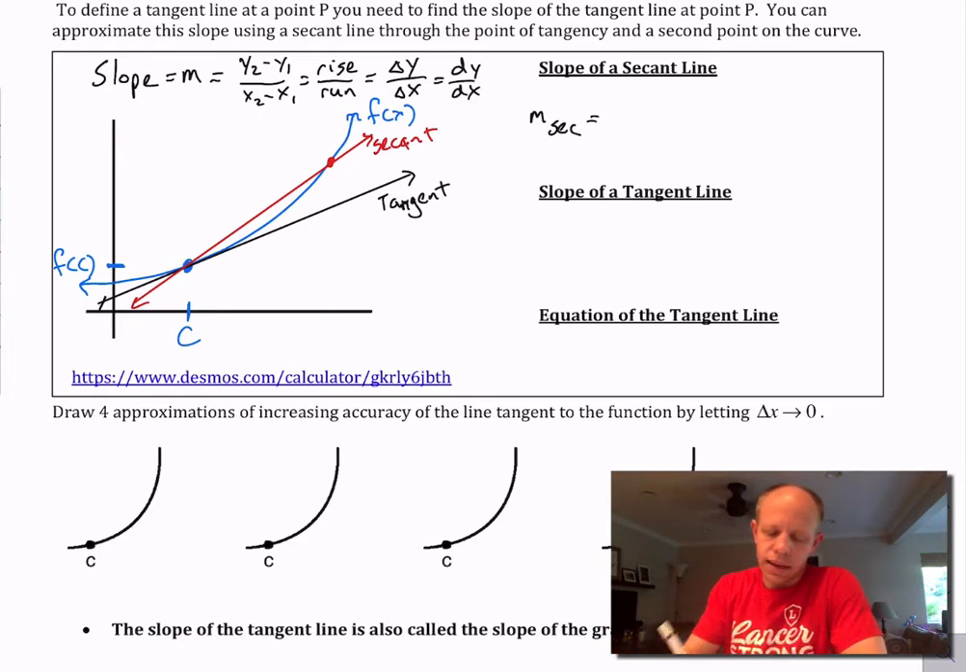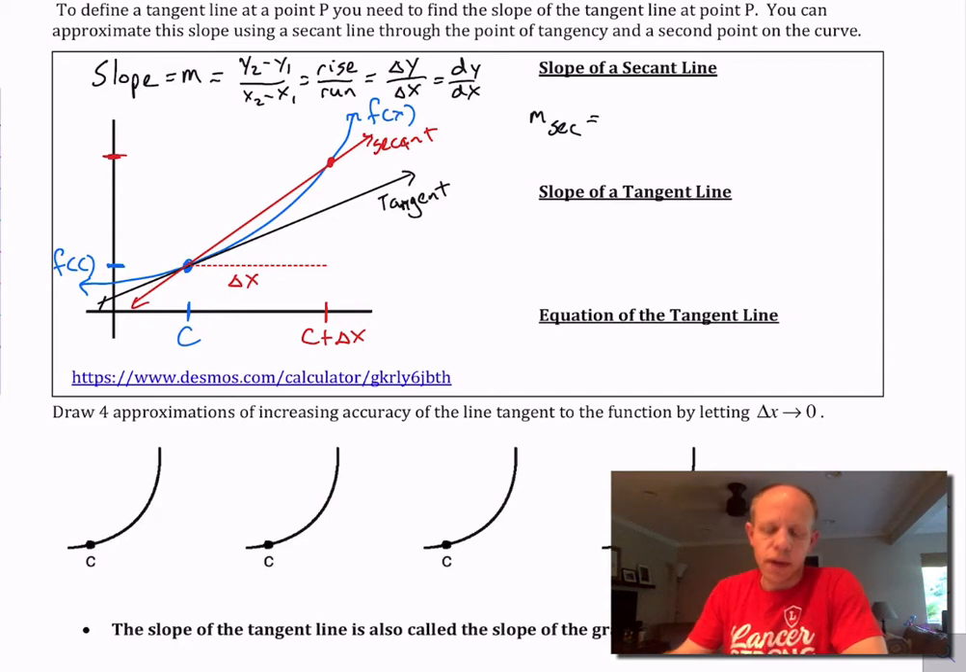Now for our secant line over here, we have another point, and it gives us another y value. And what we do is we move a certain amount away in that horizontal direction, and we call that amount delta x, or the change in x. So my x value over here at the secant line is going to be c plus delta x, because we're delta x away from c.